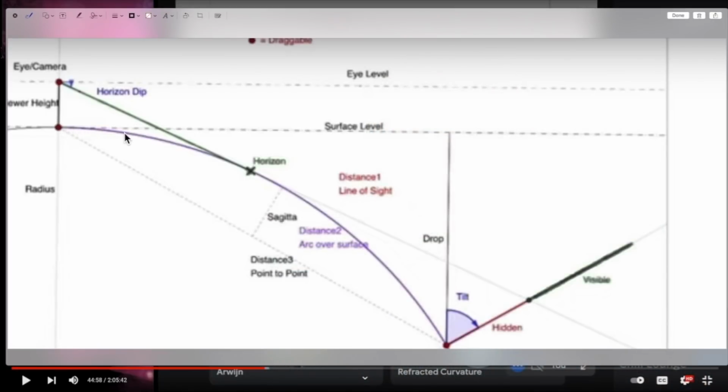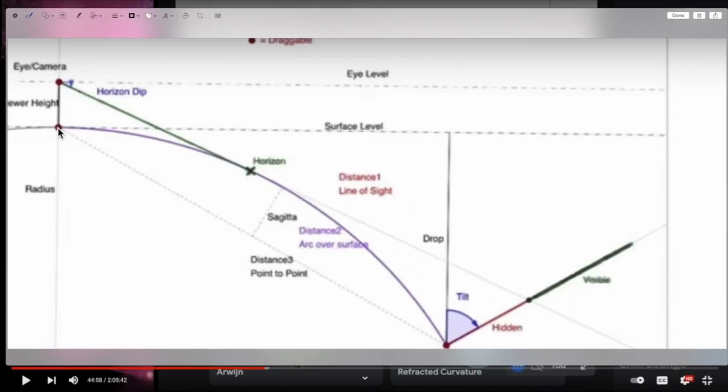Now if you look at this purple line right here, this represents the curved surface of the Earth. Okay? It's an arc over the surface of the Earth. Now here is our observer location right here. You'll notice that he has a line marked, this dotted line that says surface level. Now that touches the curved surface of the Earth at one point, and that would be his location.